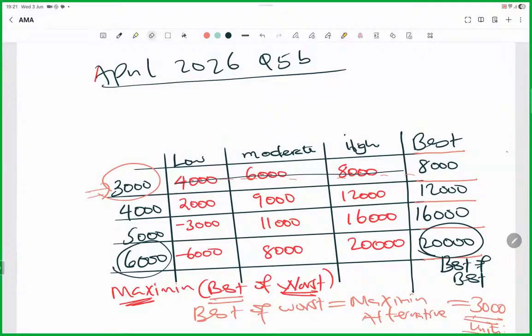Already have an answer. They are telling me, Mwalimu, for expected monetary value, I need probabilities. And has this examiner given you probabilities? Low is 0.3, 0.4, 0.3. Thank you so much. So I have a very nice board.